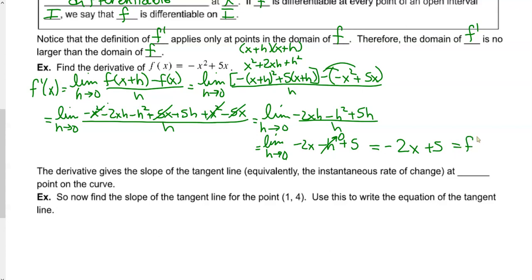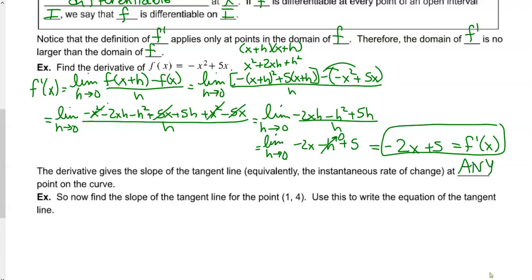I'll rewrite it down here. F prime of x is equal to that. And that is the derivative function given the original function to be negative x squared plus 5x. Okay? All right, now remember, the derivative gives the slope of the tangent line, which is also equivalent to the instantaneous rate of change at any point on the curve.